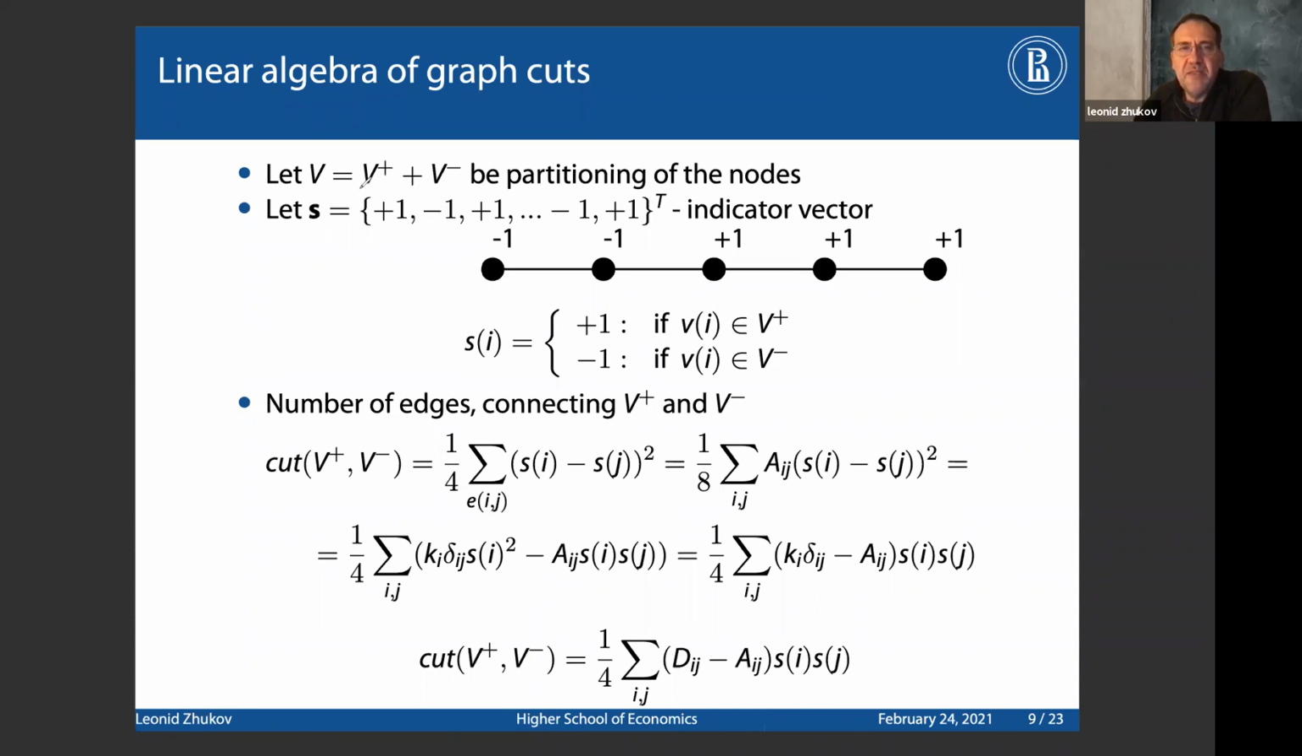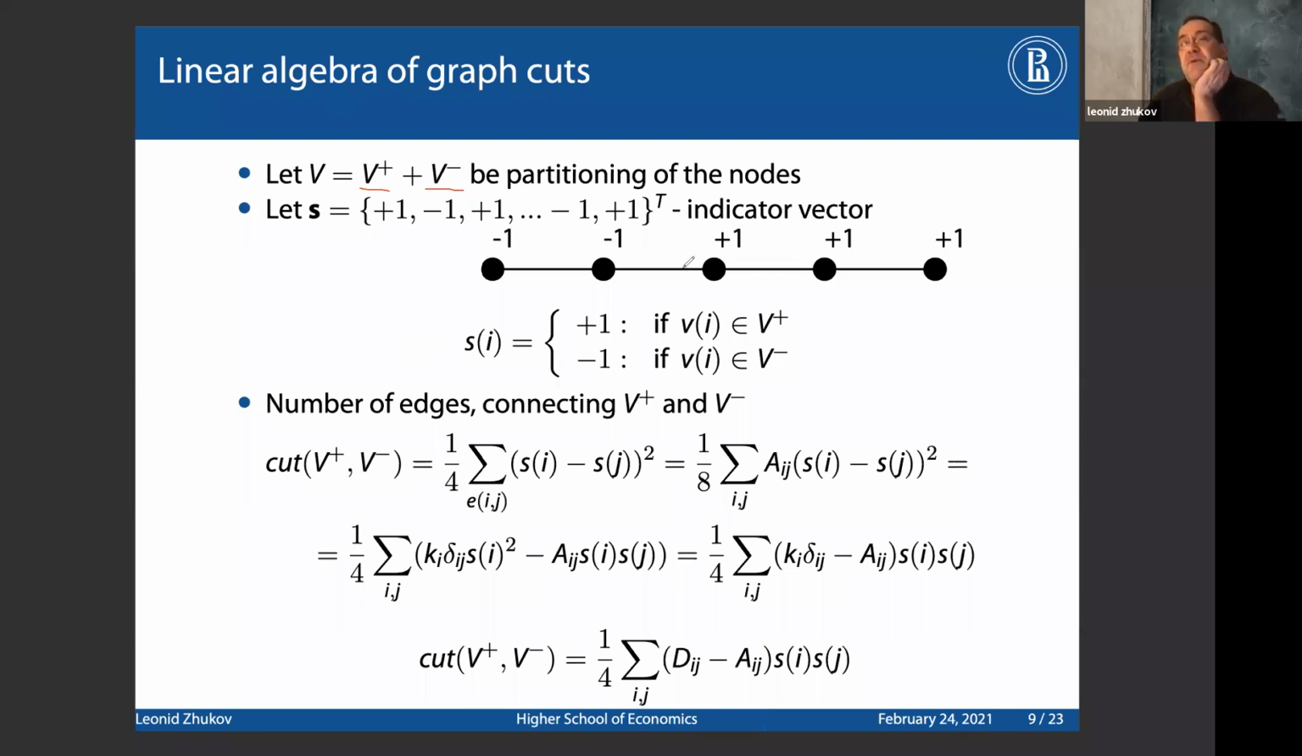So let's say we have partitioning. We split the graph into two parts, V plus and V minus, a partitioning of all the nodes. And let's say we have a line graph, the way I showed here, it's a line. And what we're going to do is the following.